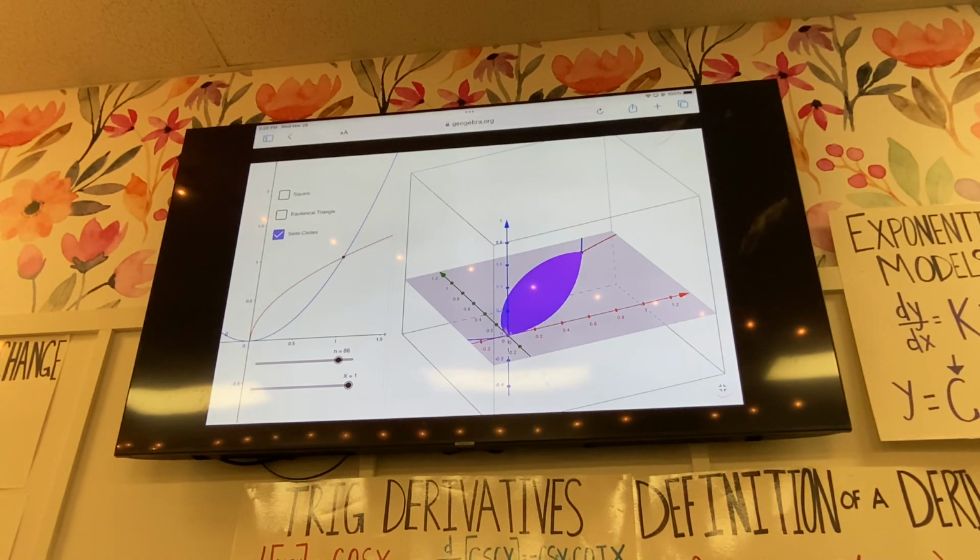But visually, do you kind of see what we're finding? We're doing squares and rectangles today, but that is kind of the idea.